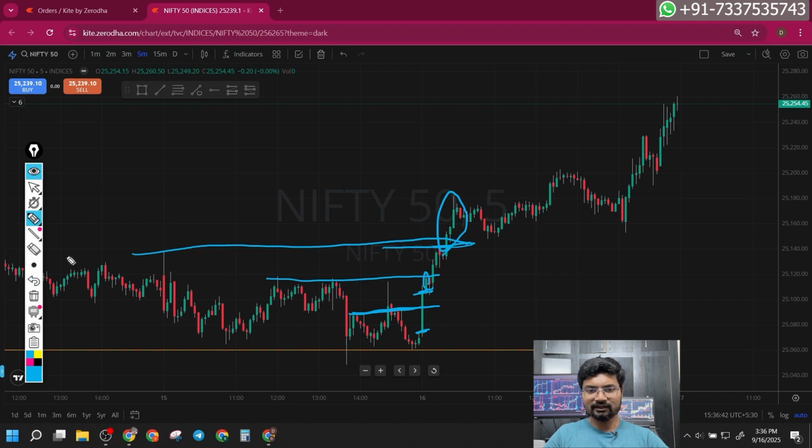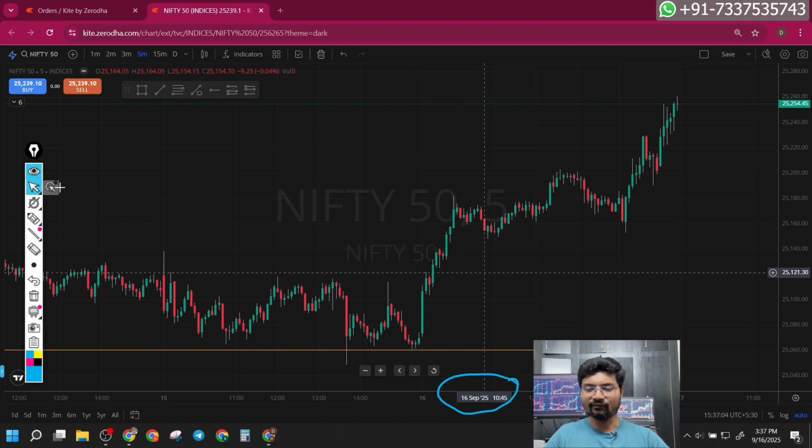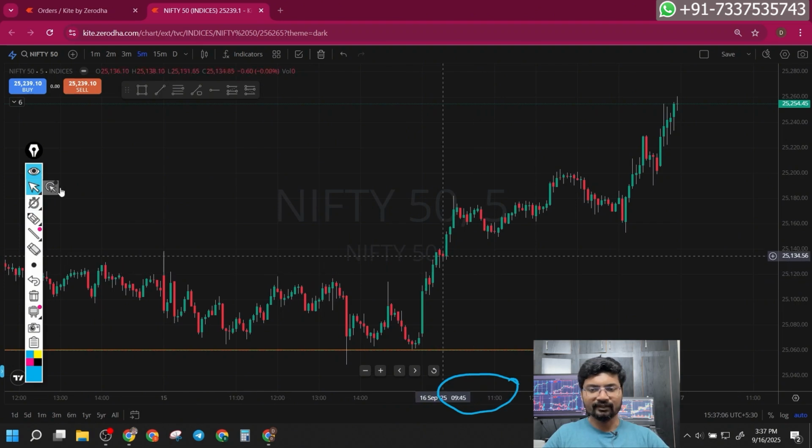Even if you are trading a smaller time frame, here you should have identified and exited the trade around 10:45 or 10:40. Let's remember this time. It is around 10:45. You can see the time from here, 10:45. I'll also show you the scalping indicator, how it worked out. And if you are trading higher time frame, there is no trend change.